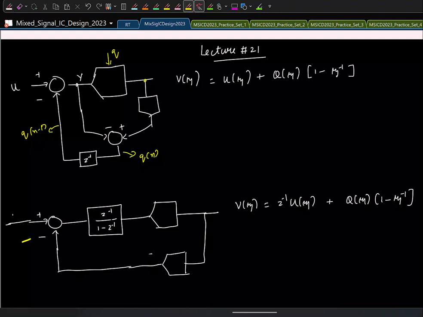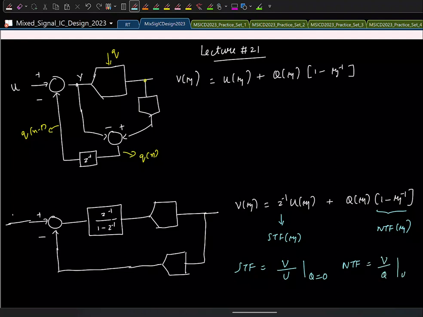So although I've written it like this, please note that in the feedback side, there is always one clock cycle of delay. So from the feedback to this point, we just need to have a delay-free integrator, because one clock cycle of delay is already inherently assumed. From the input to here, we should have a delayed integrator. So the terminology is, this guy is called the signal transfer function. This is the noise transfer function. STF is the output by the input when the other guy is zero. NTF is the same, V by Q when U is zero.